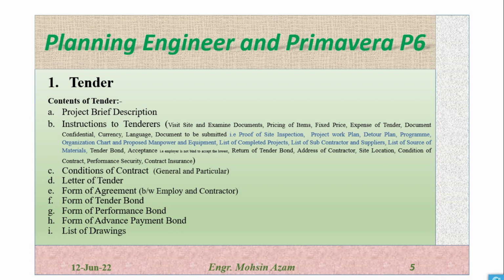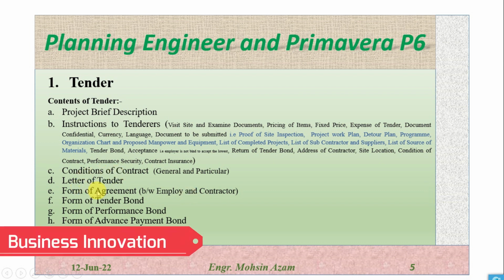After instructions to tender, we have conditions of contract, general and particular. In conditions of contract, there are two types of conditions. One is the general conditions of contract, which are general for all projects under a specific authority, and the particular conditions are specific to the project. Then the letter of tender, and then the form of agreement. The form of agreement will be between the parties; this is actually a form.